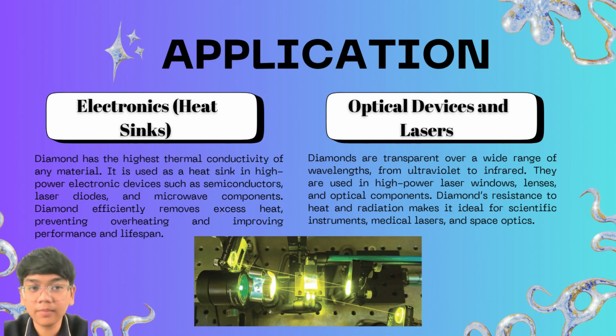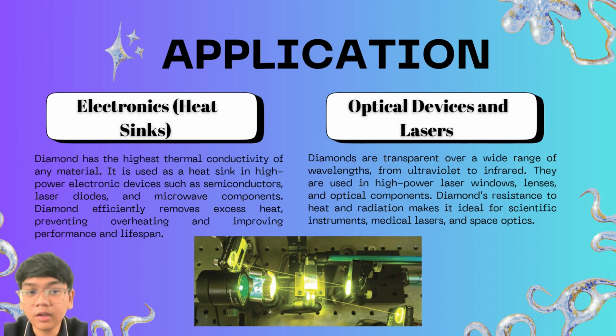This slide shows how diamonds are used in advanced technology, especially in electronic and optical systems. On the left, diamonds are used in electronics as heat sinks. Diamond has the highest thermal conductivity of any natural material, which means it can transfer heat very efficiently. In high-power electronic devices such as semiconductors, lasers, diodes, and microwave components, excess heat can damage the system. Diamond helps by removing heat quickly, preventing overheating and improving both performance and lifespan of the device.